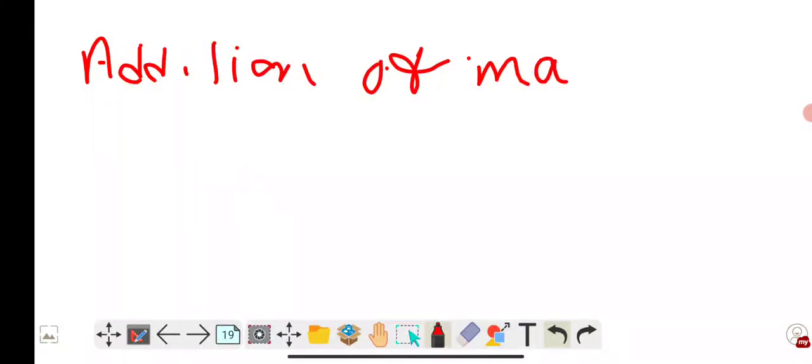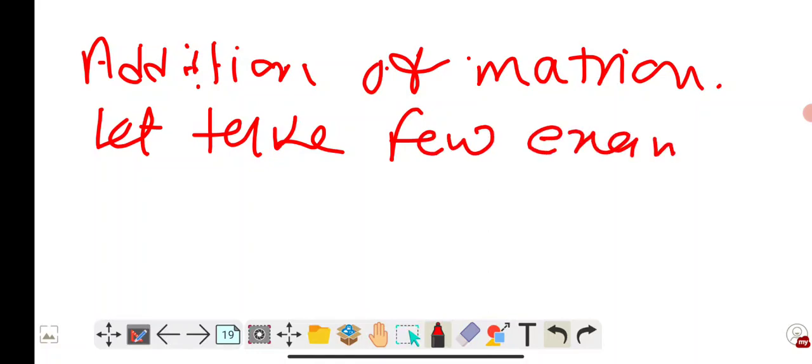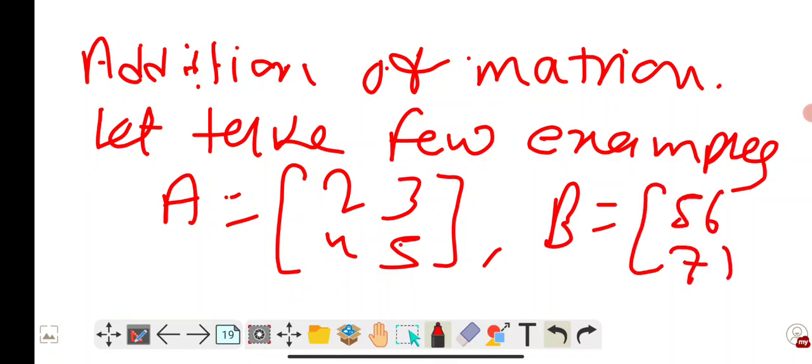Addition of matrix. For addition of matrix, the orders should be the same. Two matrices should have the same order in order to add or subtract. For subtraction also, the order of matrices should be the same. Here let's take a few examples. A equals to 2, 3, 4, 5. B equals to 5, 6, 7, 8.